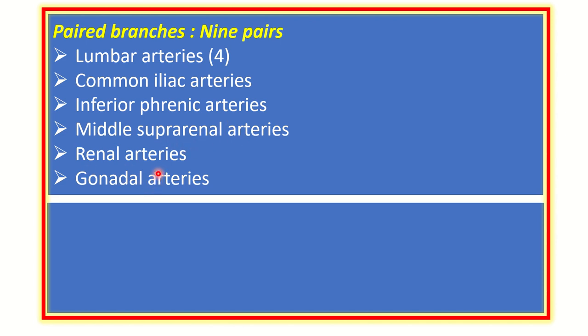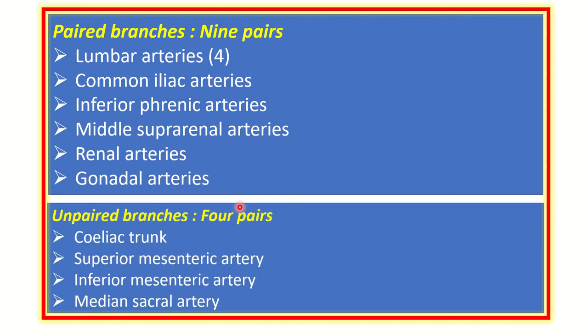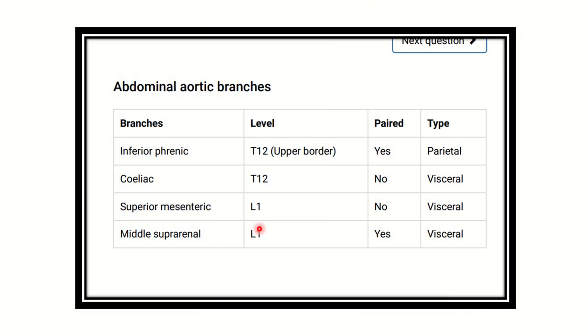gonadal arteries. So here we can see first of all one of the posterior branches, which is the lumbar arteries, then the common iliac arteries, that means terminal branches, and four pairs of lateral branches. They are the paired branches of the abdominal aorta. And four important unpaired branches, they are the celiac trunk, superior mesenteric artery, inferior mesenteric artery. They are the anterior branches of the abdominal aorta, and median sacral arteries. So they are the unpaired branches of the abdominal aorta.